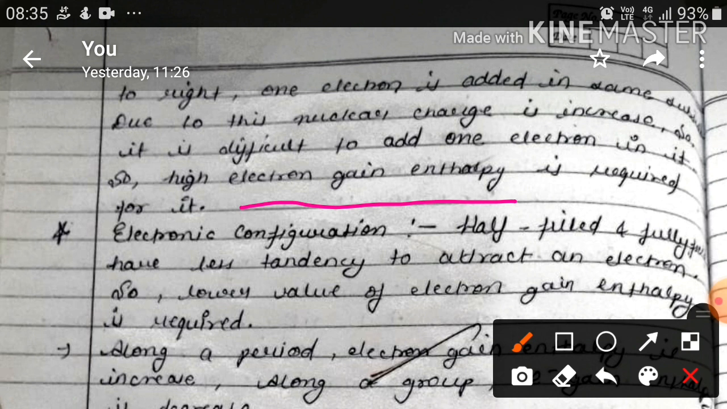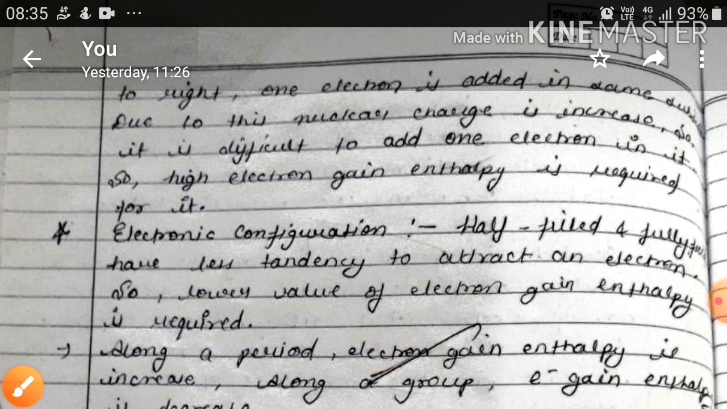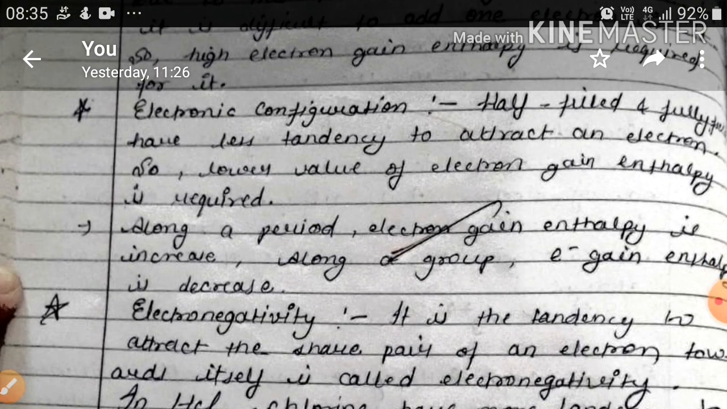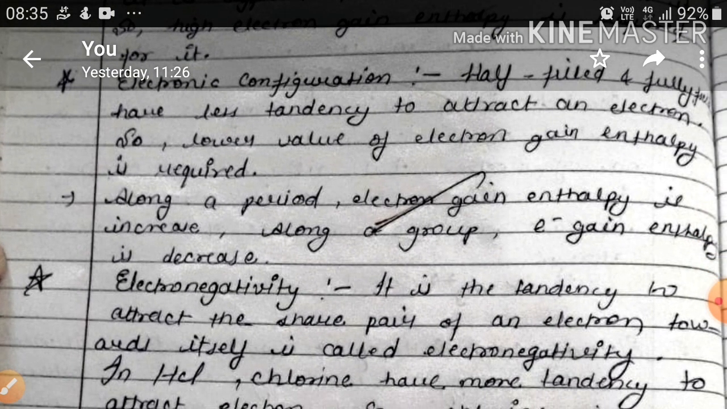Now next is electronic configuration. Half-filled and fully filled orbitals have less tendency to attract an electron. So a lower value of electron gain enthalpy is required. We know how electron gain enthalpy varies along a period and along a group. Along a period, electron gain enthalpy increases, and along a group, electron gain enthalpy decreases.